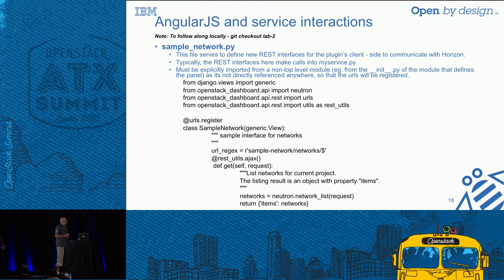So sample network py is a file that's defining the REST interfaces to the plugin's client. It's actually providing a service from the server that your Horizon is going to talk to from Angular to get information. People use the word Horizon API for this sometimes, or REST API, because it is a point where you're going to be serving up JSON from.